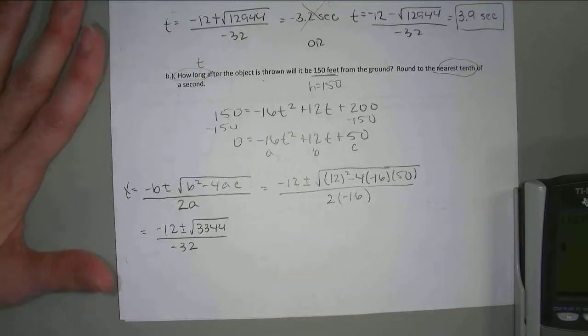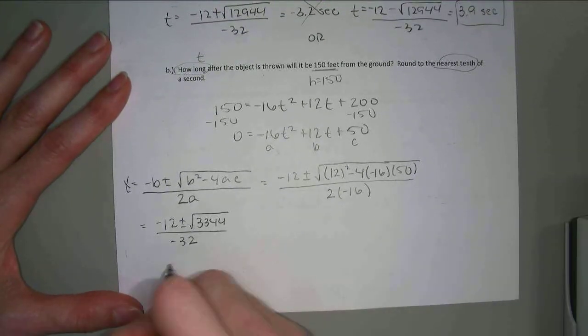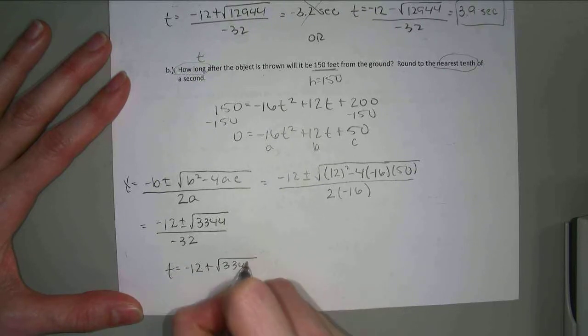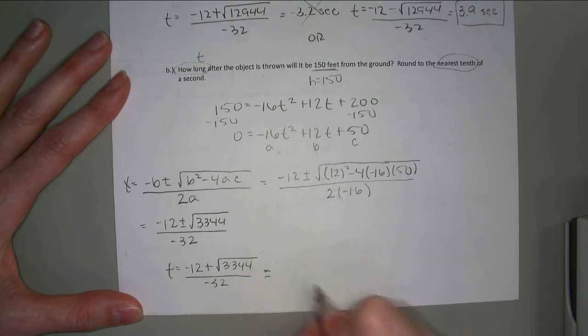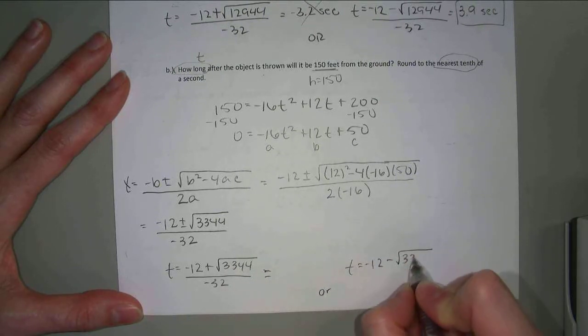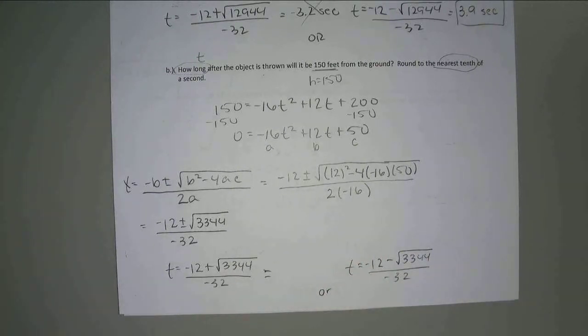All right. And again, since it says round to the nearest tenth, that's your sign that you don't have to break that radical down. You can just put it in your calculator. So what are our two answers for t? t equals negative 12 plus the square root of 3344 all over negative 32, or t equals negative 12 minus the square root of 3344 all over negative 32. And just throw those in the calculator.